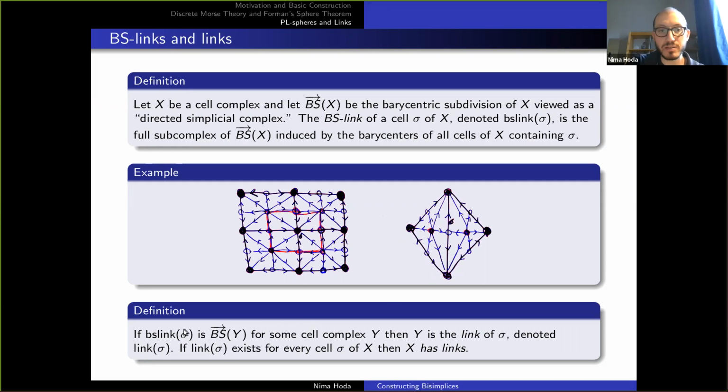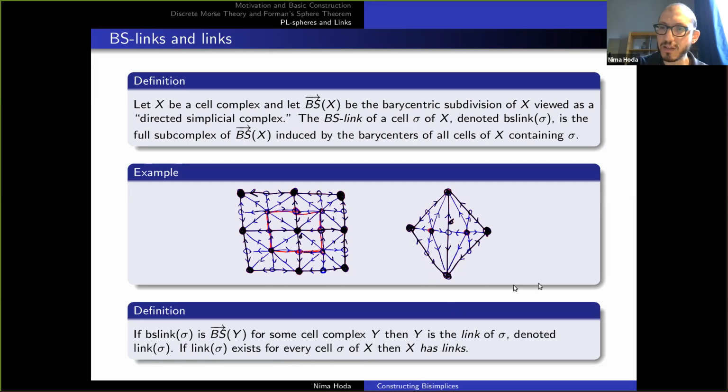If it turns out that the BS link of sigma is the barycentric subdivision of some cell complex Y, then we say that Y is the link of sigma, and we denote it by link sigma. If the link of sigma exists for every cell sigma of X, then we say that X has links. So if you're wondering why we need this definition, isn't it always the case that the links exist?